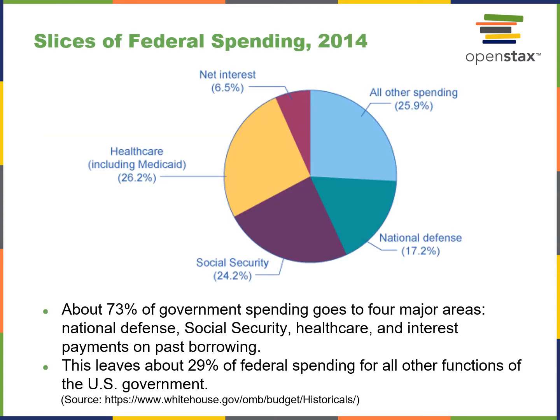This is a chart of federal spending in a pie chart, 2014. And so 6.5% of our budget is on net interest, which is basically what we pay back on treasury bonds of various sorts, the 2, 5, 10, 30-year bonds. All other spending is about 26%. National defense is about 17%. Social Security is 24%. Healthcare is about 26%. And so 73% is spent on the four major areas.